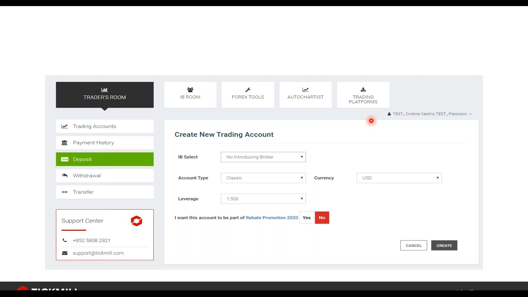Next, once the account is fully validated, you will have access to your client area. This is an example of a client area. Dito po sa part na to may nakalagay open new trading account, at ito yon. Just select which account type. We have Classic, Pro, and the VIP, and choose which leverage.